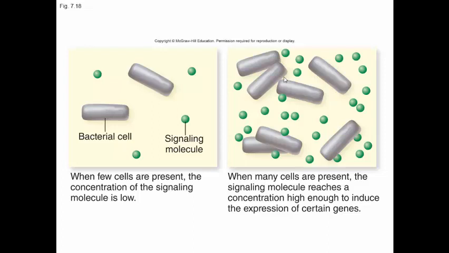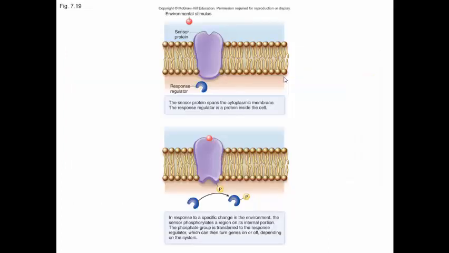And there are two strategies. One is known as the two-component regulatory system. You've got a sensor, usually a protein that spans the cytoplasmic membrane, and it measures outside environmental conditions. And then you've got a response regulator. The response regulator will get phosphorylated by the sensor, and it will act to repress or induce, basically turn off or turn on, gene expression. You can see that here in figure 7.19. Now, that's one approach.